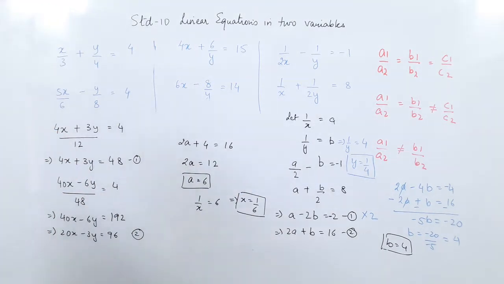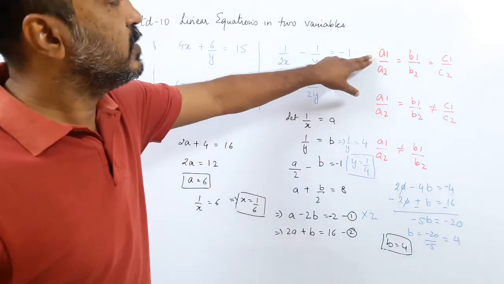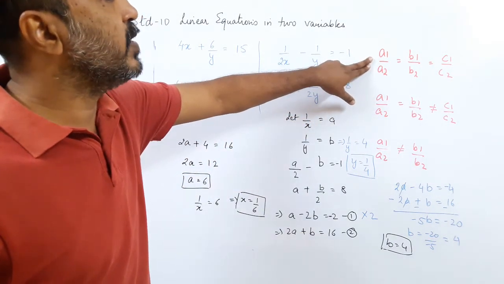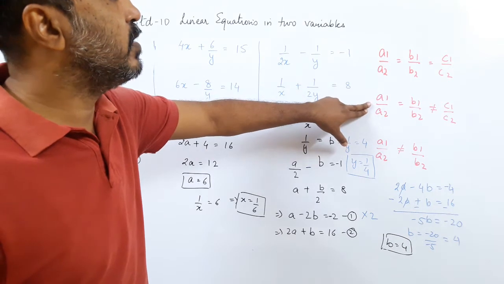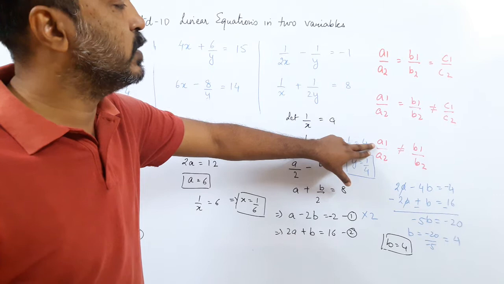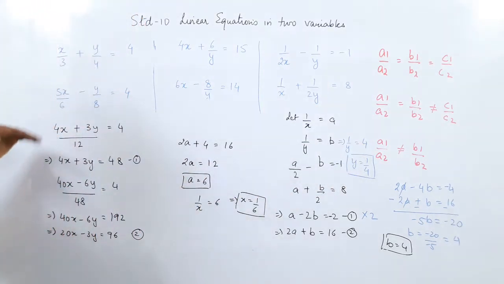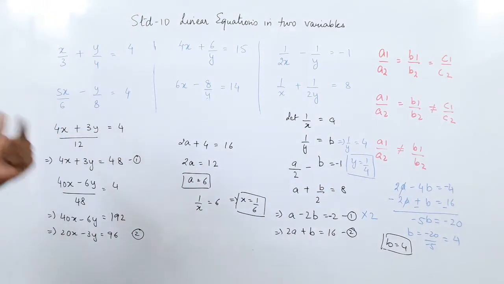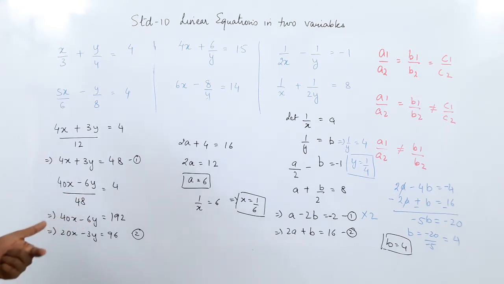So I hope you can recall, until now we have done these three conditions. This is when the lines coincide, infinitely many solutions. Parallel lines, they don't intersect, no solution. And two intersecting lines give one solution. And then we did the graphical method. We have seen it in the previous lectures. We did the substitution method and the elimination method.